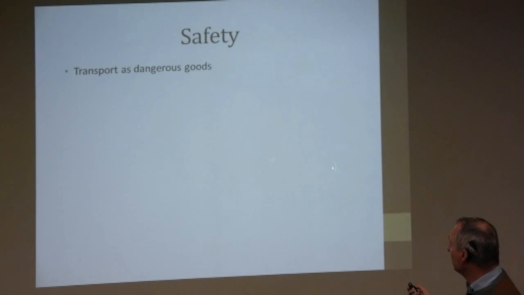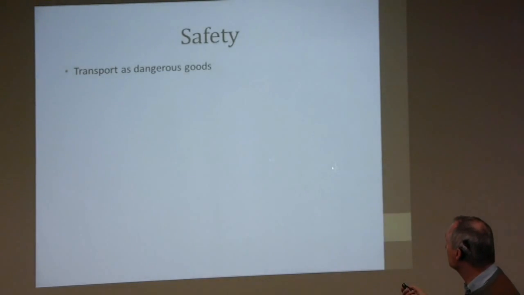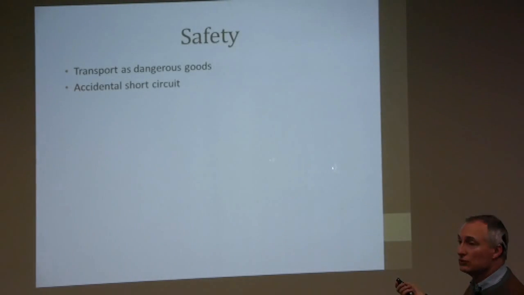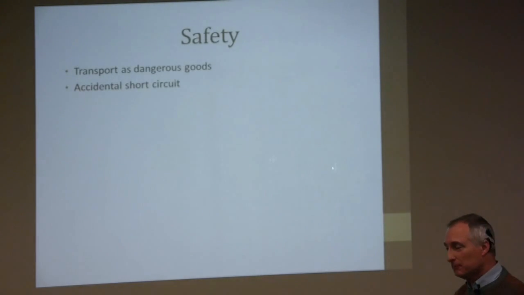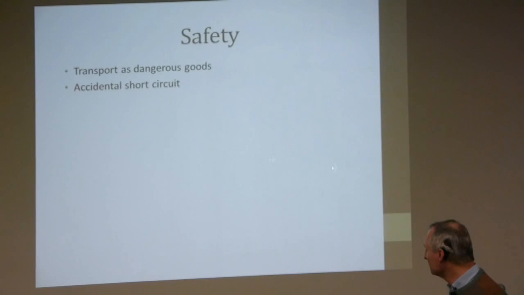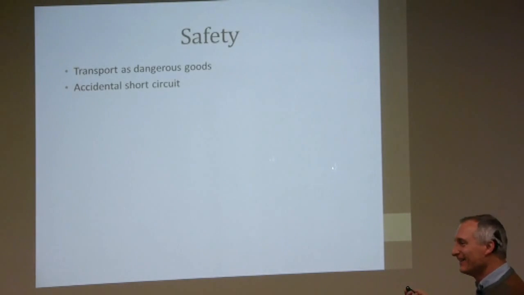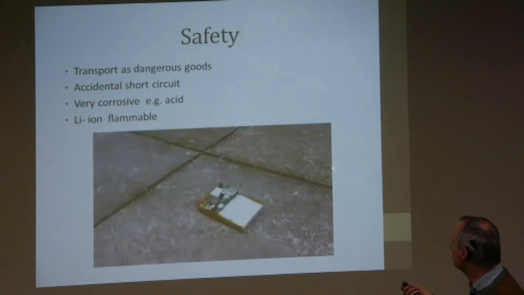Right. Now, on the other hand, other types of batteries like lead acid, there's nasty acid in there. You don't want to get that splashing in your eyes. So, dangerous goods. You can get accidental short circuit. I've heard a story once that somebody was mounting the connection between them, and they made a short with a spanner. Well, they know that they're dangerous. The acid is very corrosive, and the lithium ion ones are flammable.